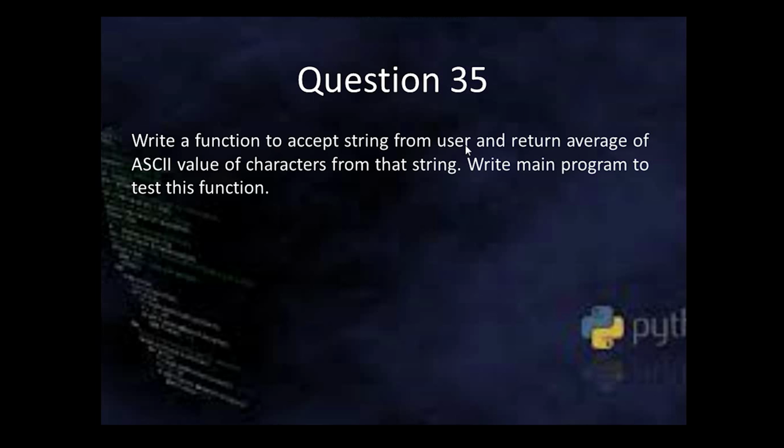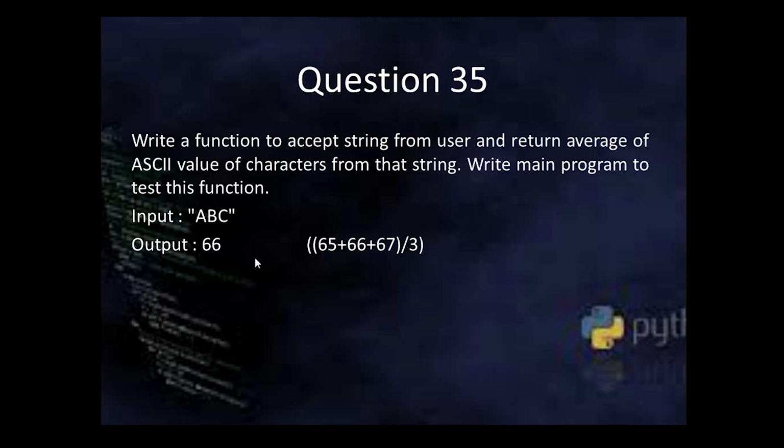Write a function to accept a string from the user and return the average of the ASCII values of characters from that string. Write a main program to test this. For example, if the input is ABC, it should return 66, which is the average of the ASCII values of A plus B plus C. Is it clear to you?